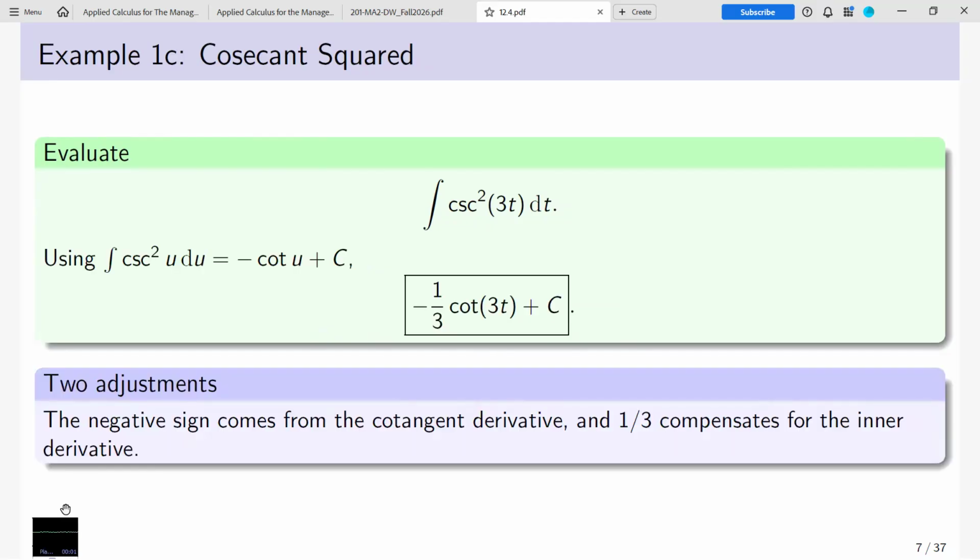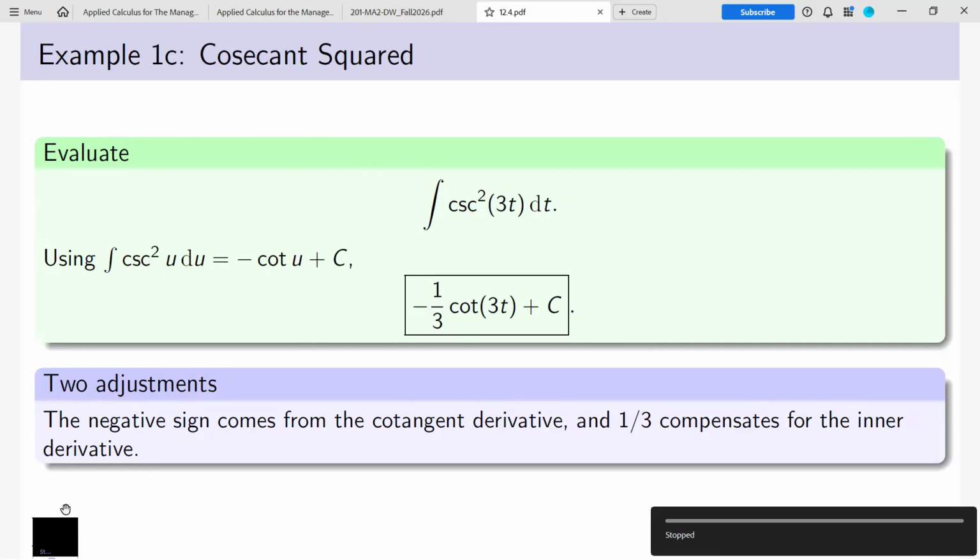This answer needs both a negative sign and a factor of 1/3. Missing either one produces a near miss, and calculus is not famous for awarding points to answers that are almost differentiable enough.